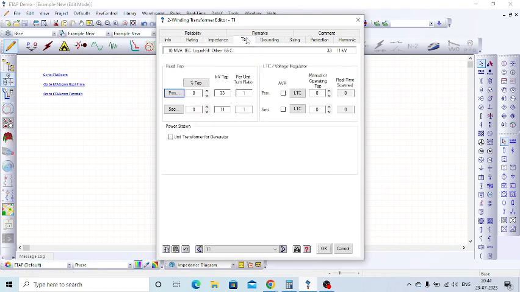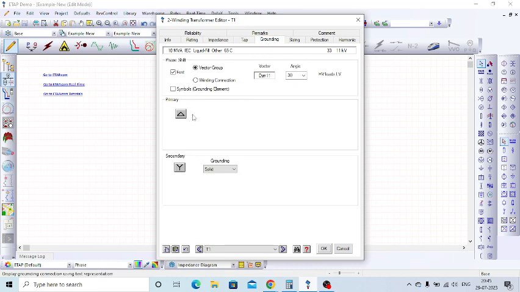Then next one is the transformer tab. I told you that for the time being, we can consider this tap changer later. Then about the grounding page: in the grounding page, first we have to select the transformer vector group. So here, in the primary winding it is delta, and in the secondary winding it is star. If we need to change it, then we can change it.